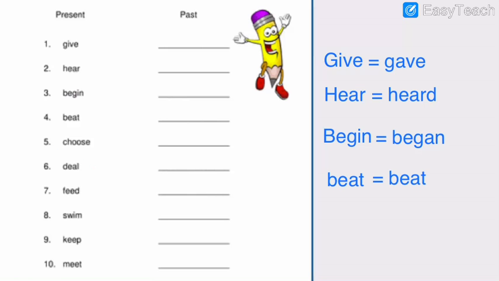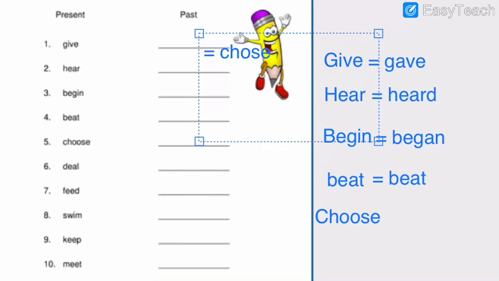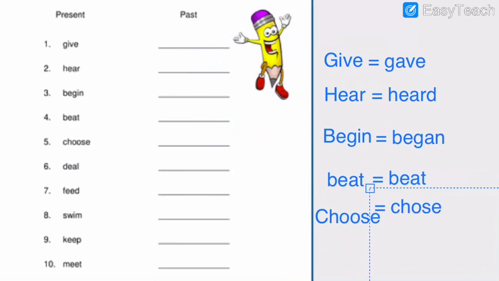Next is choose. C-H-O-O-S-E, choose. I hope that you are writing the answers if you have not written it. Now, what is the past form of the verb choose? If you have written the answer, please verify the answer. If you have not written, try to write the answer. The past form of the verb choose will become chose. C-H-O-S-E. So double O will change to one O, single O.